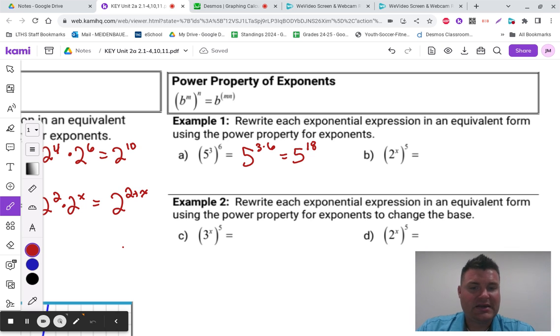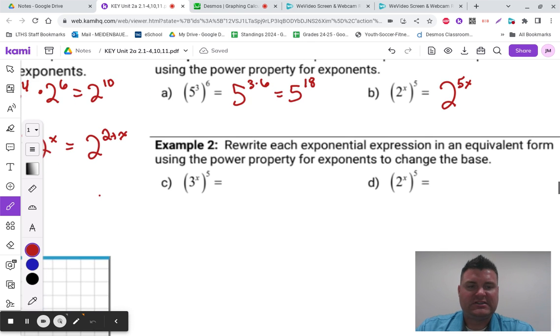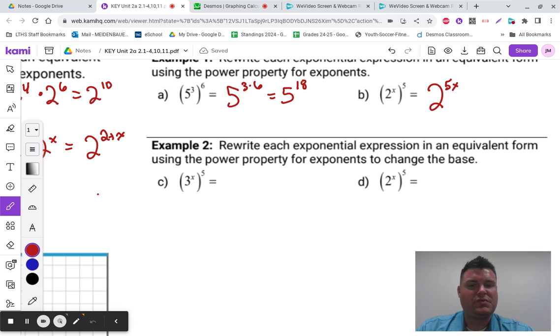For letter B, same thing. Multiply on top. We're going to get 2 to the 5x. Example 2 down here, we're going to do the same thing, except we're actually going to rewrite. We're going to flip a bit here to have a different base. So we're going to do 3 to the 5x, just as we did for part B beforehand. But now we can state that this is 3 to the 5th all to the x.